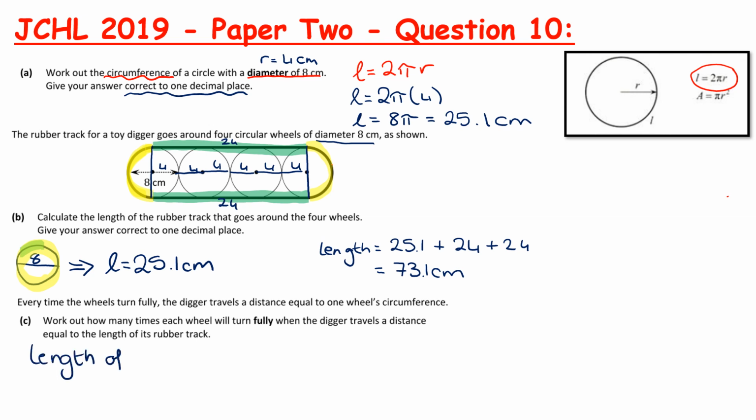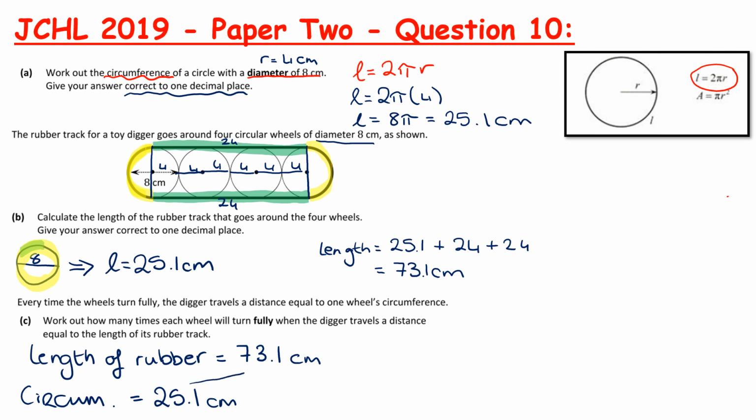So if you're kind of struggling to understand it, that's okay. So this is the length of the rubber, and the length of the rubber is 73.1. The circumference of the wheel is 25.1. So how many times will it turn fully? Well, it turns fully every 25.1 centimeters. So we're really seeing how many 25.1s are in 73.1. So what we're going to do is we're going to do 73.1 and divide that by 25.1. So how many full rotations exist when it travels 73.1?